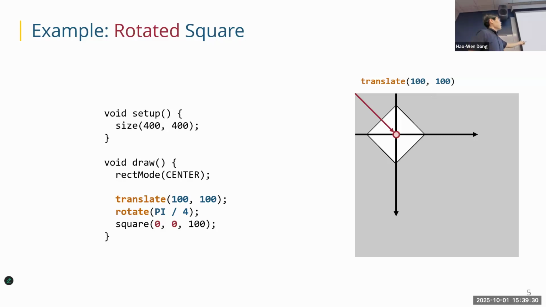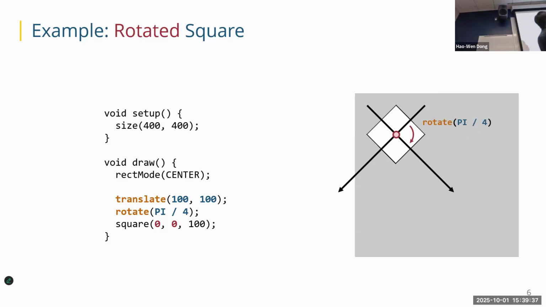And now you can do rotate pi/4. Then it will rotate 45 degrees. So you turn this axis 45 degrees away. And now you just draw the square at 0, 0, 100. So imagine this is your new axis. You draw something at 0, 0 because you have rectangle mode in center, and then you draw 100. So you get the square there.